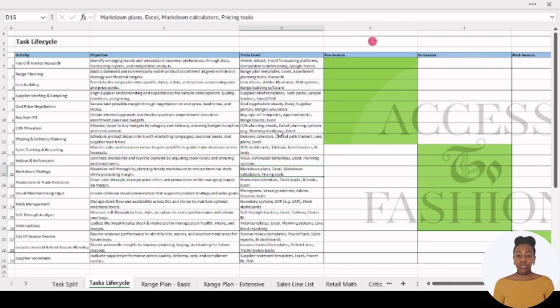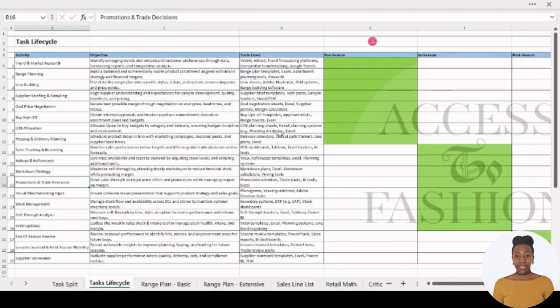The tools that are used are your markdown plans. You'll have a markdown calculator too, and then many other pricing tools that will all be linked to your POS dashboard, so that obviously it all feeds through to the tills and you're selling it at the new updated price. So one of the many things that we used to do was updating the new price on things.